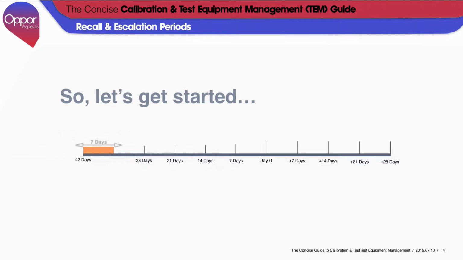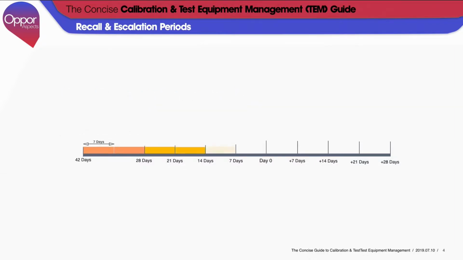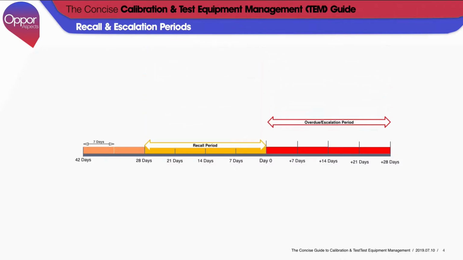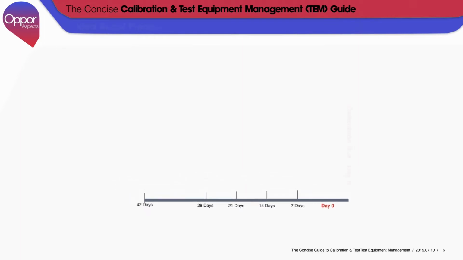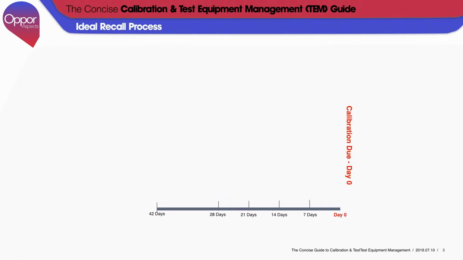So, let's get started. As you can see, the blocks moving from left to right are split up into groups of 7 days. You have the recall period and an overdue escalation period, and I'll go into the left-hand orange periods in a minute. Of course, if the items are calibrated, scrapped, or anything else happens to them that they can officially be proven to have been removed from the process, then everything moves back to being okay. But let's move into the recall process.